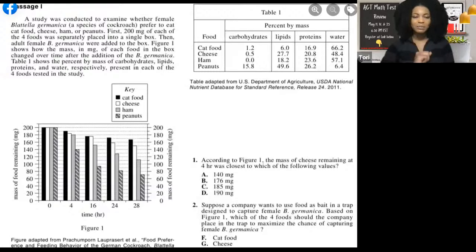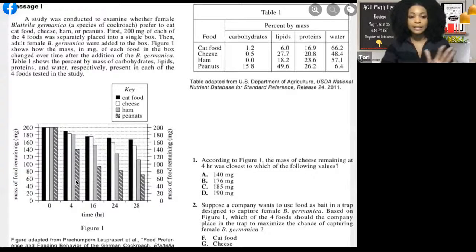So we have everything pulled up here now. We see for this particular set of questions, we have a passage, a figure, and a table. And for right now, I'm going to ignore all of that and go straight to the question. It says, according to figure 1, the mass of cheese remaining at 4 hours was closest to which of the following values? Where is this question directing us? It's directing us to figure 1.